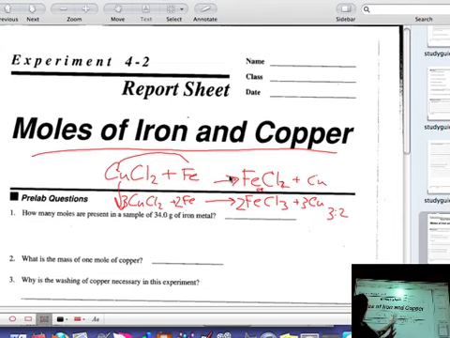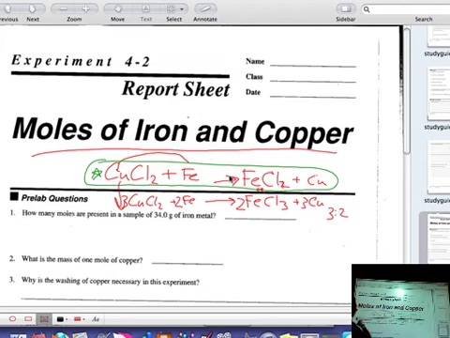I haven't seen anything like that. It would be really weird. Okay, so knowing that we're trying to prove that this is the reaction that occurs, let's do some pre-lab questions.